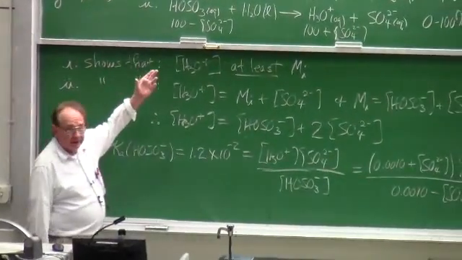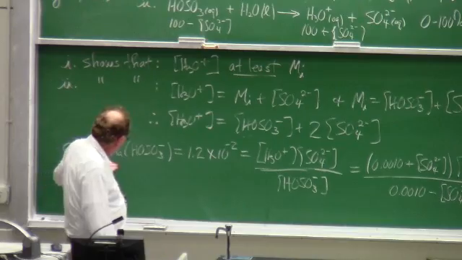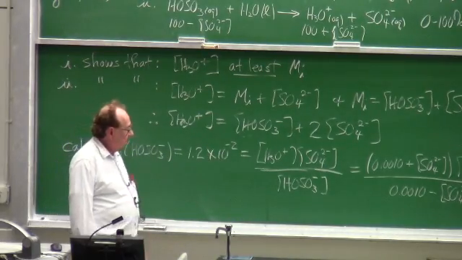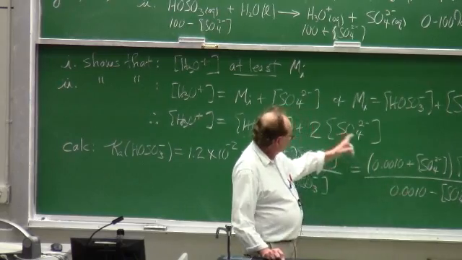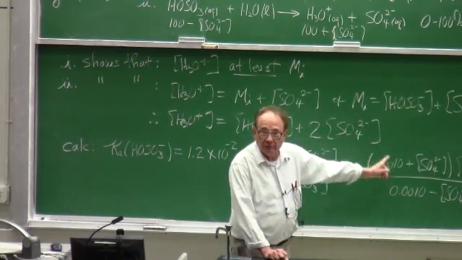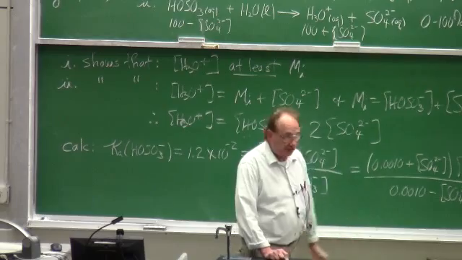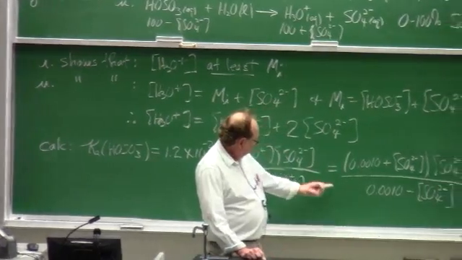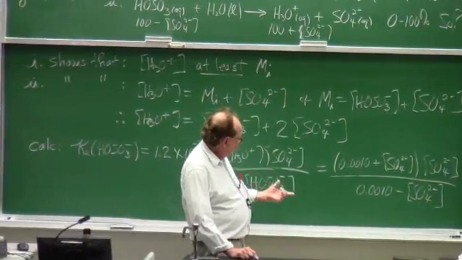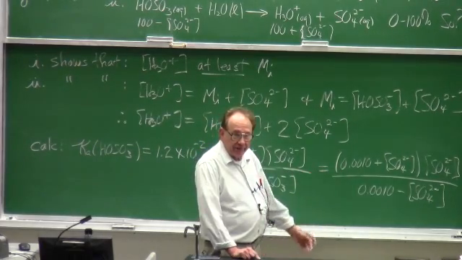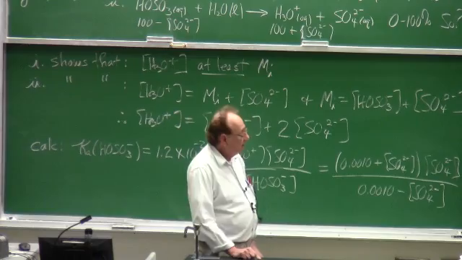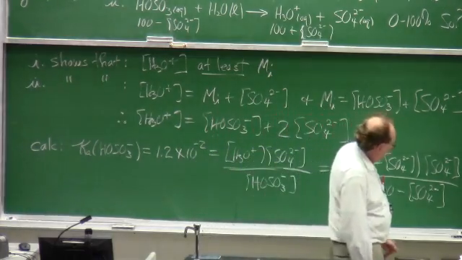So for this particular solution, here's the Ka expression. And I've made the substitutions in accord with what we have now learned about this solution. 1.2 times 10 to the minus 2 is equal to this. So you got one unknown. As we have written it, the unknown is the sulfate ion molarity. How are we going to solve it?